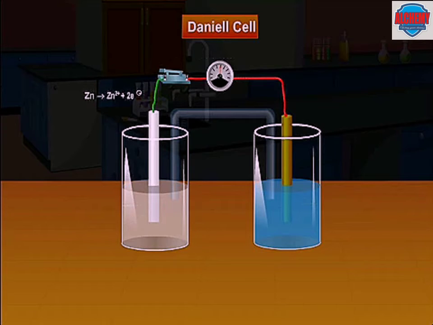Now we will discuss the reactions taking place at the two electrodes. The zinc undergoes oxidation and acts as anode to form Zn2+ and 2 electrons. These two electrons are then transferred through the wire to the copper electrode and then finally into the copper sulfate solution. The Cu2+ ions in the copper sulfate solution accept these two electrons and reduce to form copper, and this copper is deposited over the copper electrode. The overall reaction taking place in a Daniell cell is shown here.